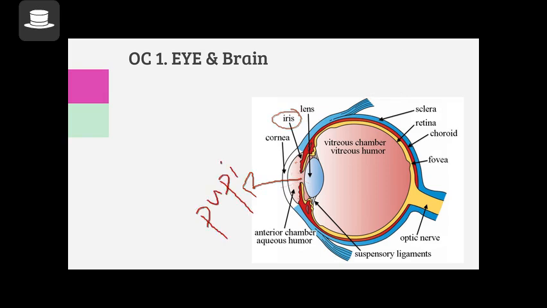So when there is more light, the iris muscle will constrict, reducing this opening, and a smaller amount of light passes through the pupil and through the lens. If there is less light, then your iris retracts, creating a larger opening, so more light will enter through this and pass through the lens.